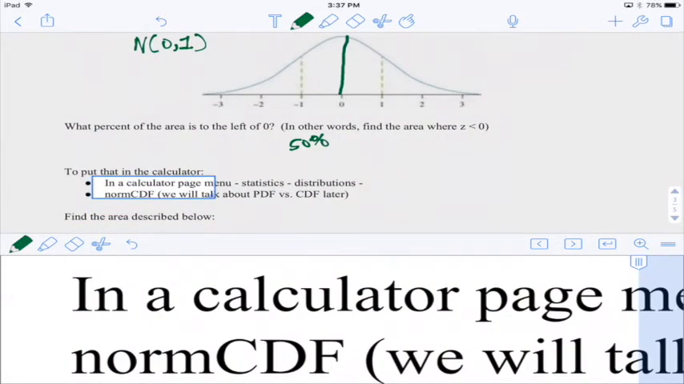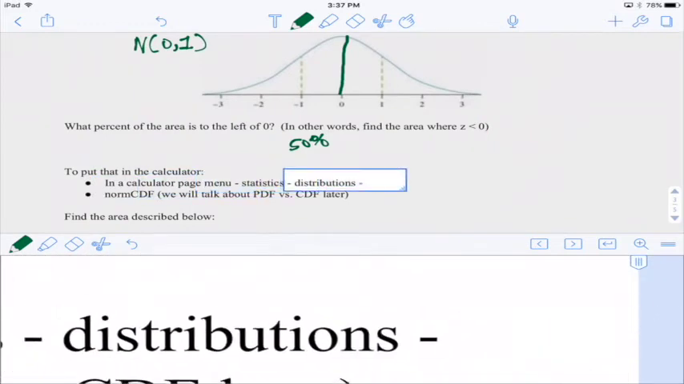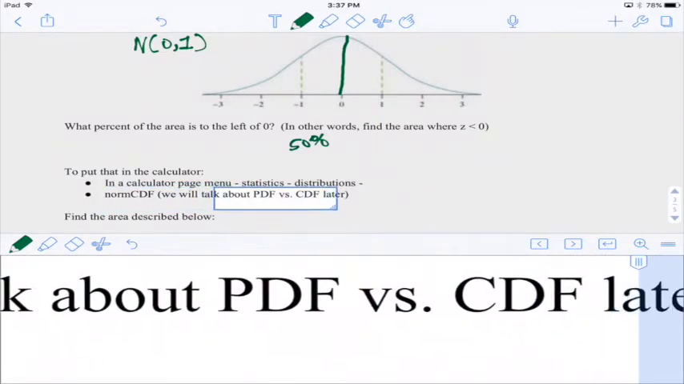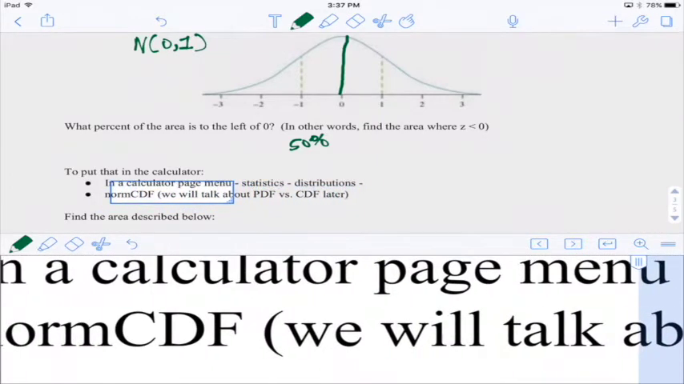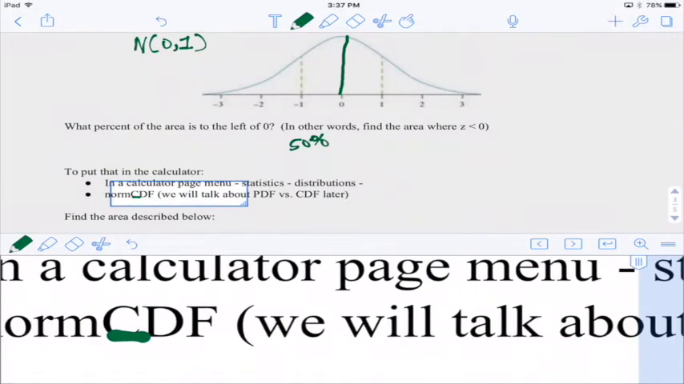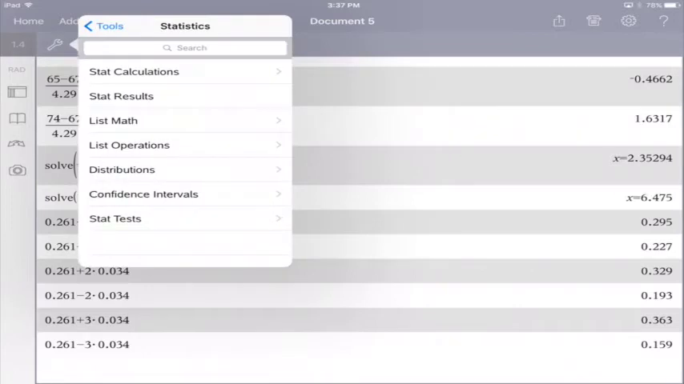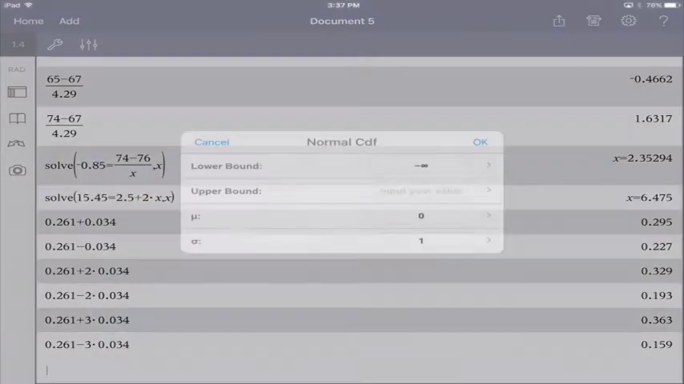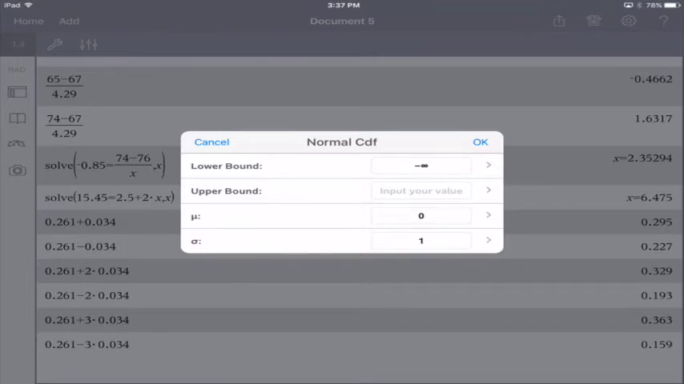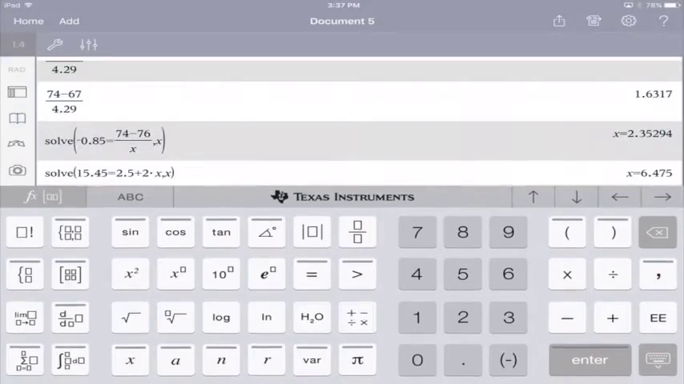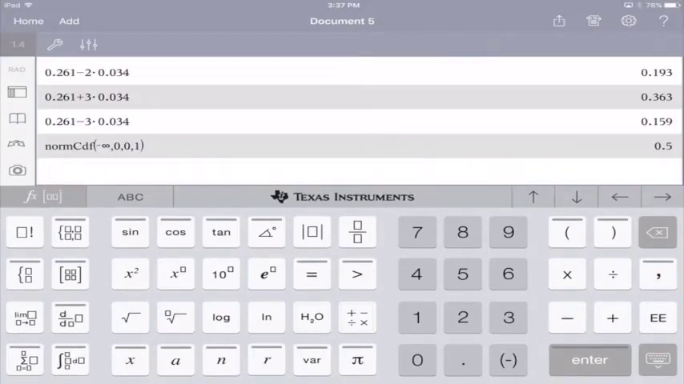To put that into the calculator, we go to Menu, Stats, Distribution, and then Norm CDF. Don't worry about PDF, CDF right now, just know that you're going to use CDF. It stands for Cumulative Distribution Function. Menu, Stats, Distributions, Norm CDF. Our lower bound was negative infinity. Our upper bound was 0. And then it was a standard normal, so mu 0, sigma of 1. And there it is, 0.5, which is 50%.